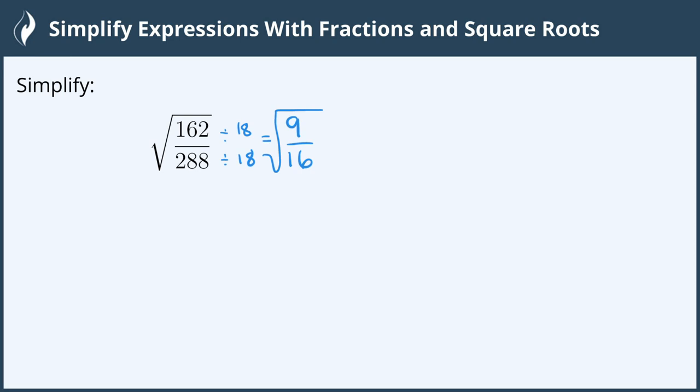And now we can break this into the square root of the numerator and the square root of the denominator, which we have much smaller numbers, and so it's much nicer. Now we can just do the square root of 9, which is 3, and the square root of 16 is 4. So this simplifies to 3/4.